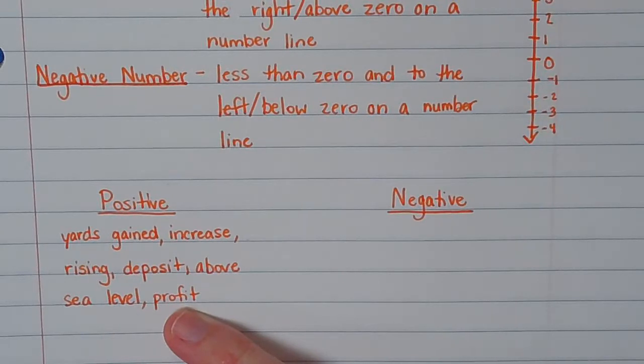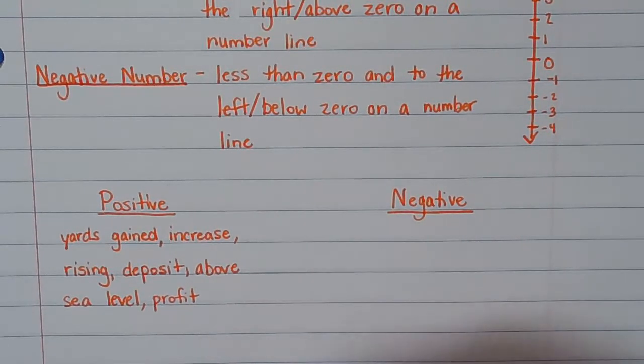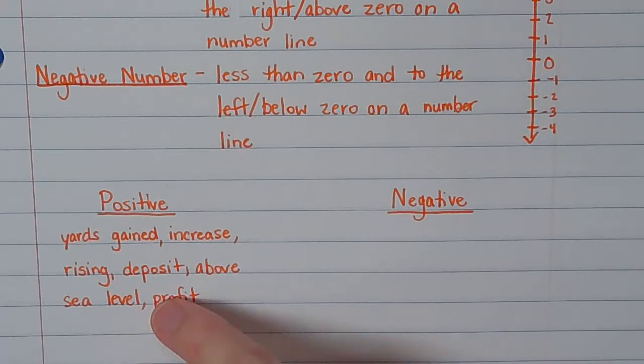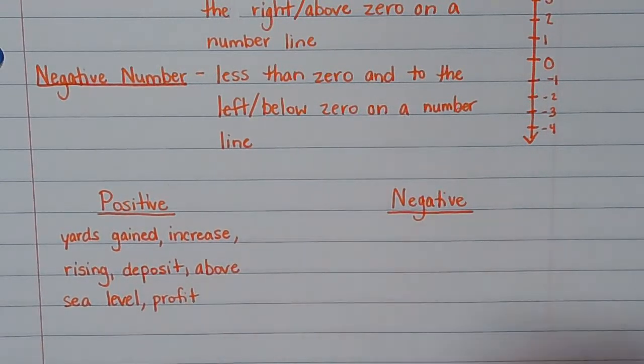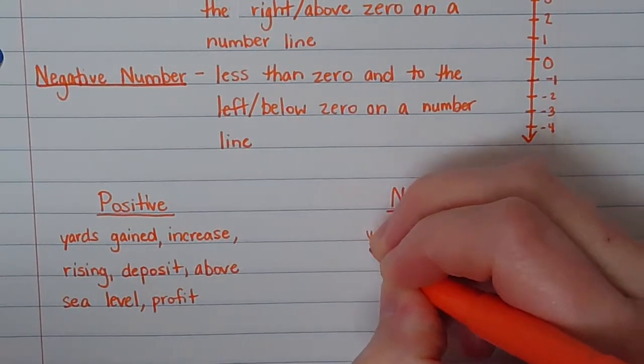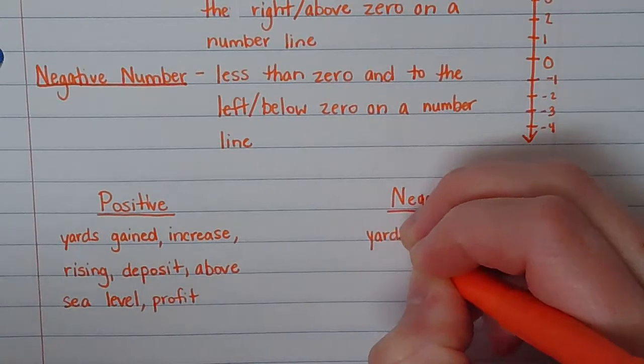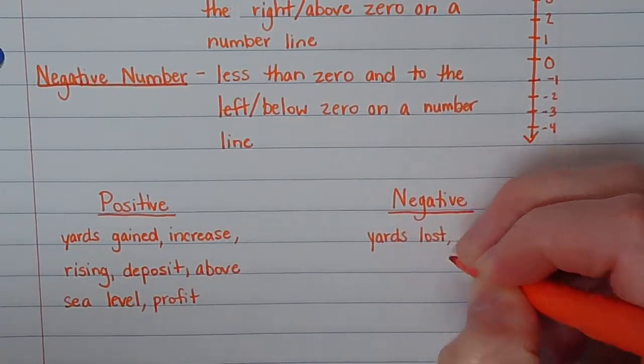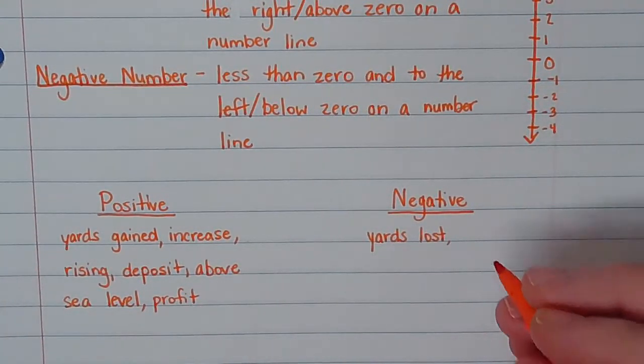Profit is when businesses make money. So for example, if Foot Locker bought a pair of shoes for $70, but then they sold them for $100, well, they made a $30 profit. Okay, so once again, profit is a good thing, which once again looks like a positive word because it starts with the word pro, which is usually a positive thing. All right. On my negative side, I've got yards lost, which once again is talking about football. If you go backwards, that's not a good thing.